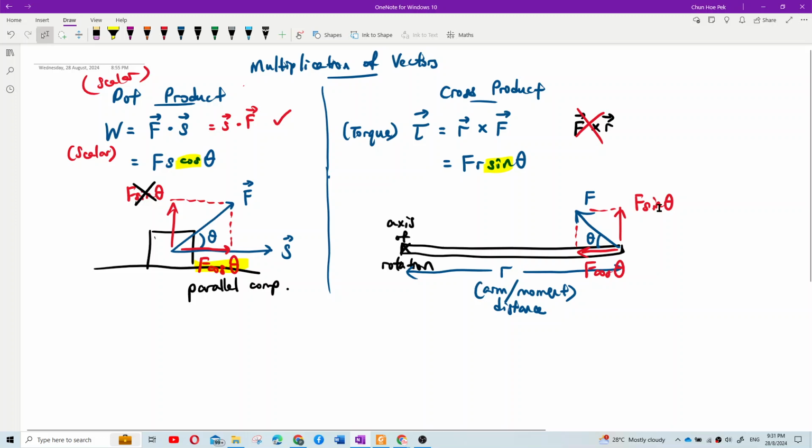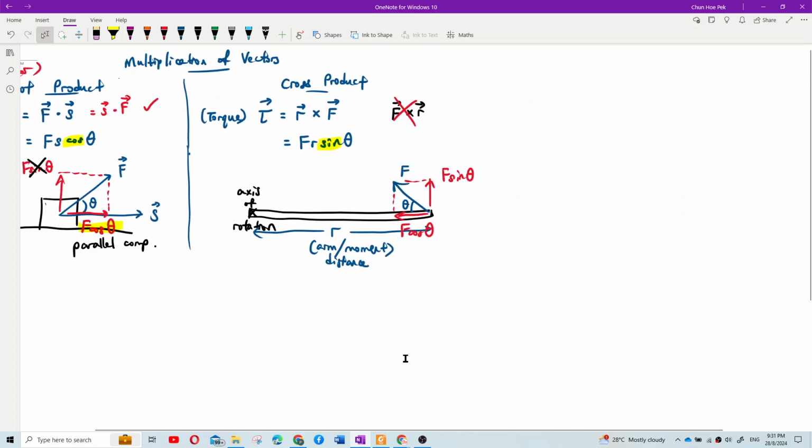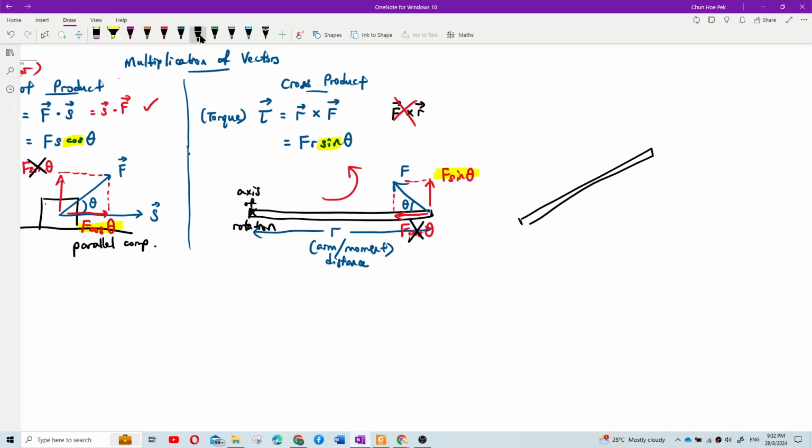What do you think? Which component helps to rotate the object? I cannot hear you. Which component helps to rotate the object? Y component. So this one, F cos theta, is considered useless, isn't it? It is the F sine theta that helps to rotate this whole object. So after it rotates, it becomes like this. Correct or not?